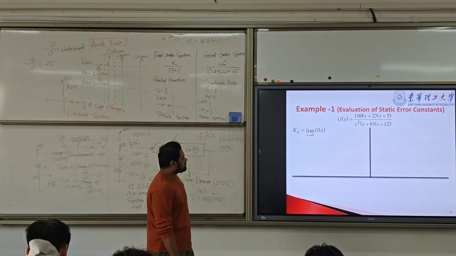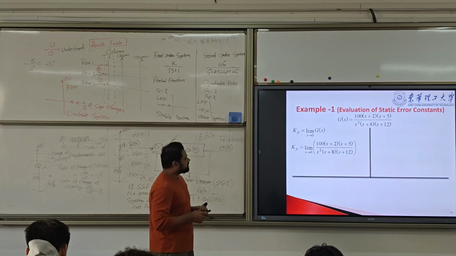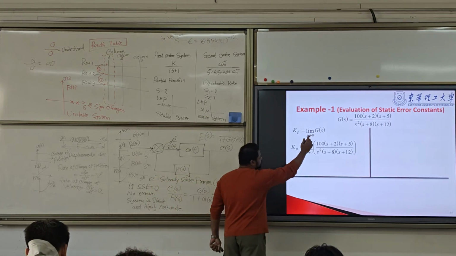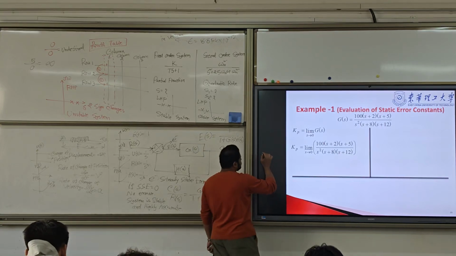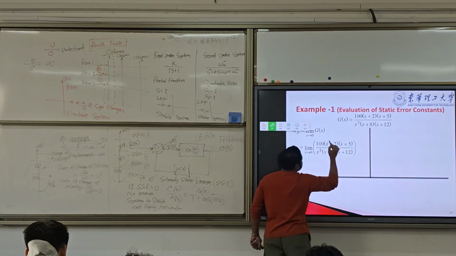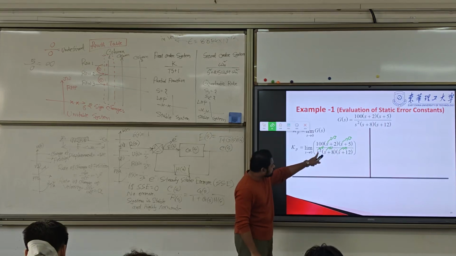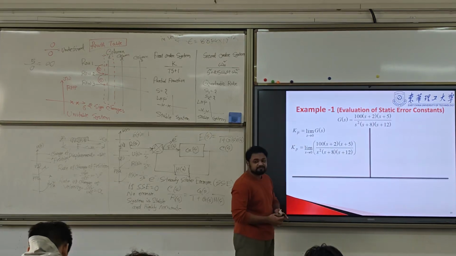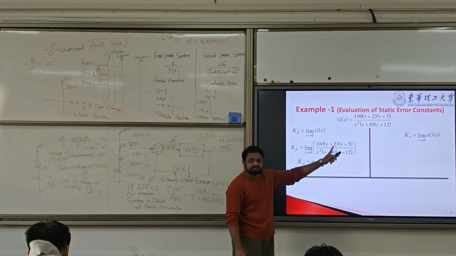So how do you find it? Kp, the definition is limit as s tends to 0 of G(s). Here we are using step input, that's why no s. So if you put s tends to 0, this is your full equation. As s tends to 0, if you put that, you have a 0, something by 0 gives you value infinity. Second, limit as s tends to 0 of sG(s).